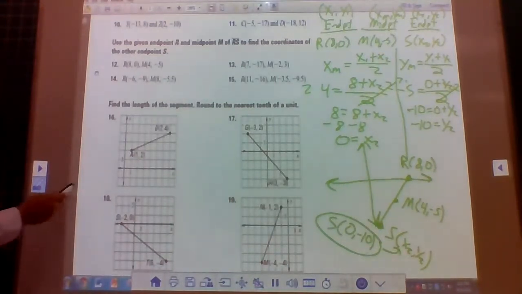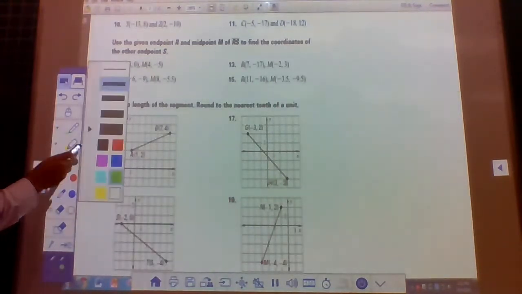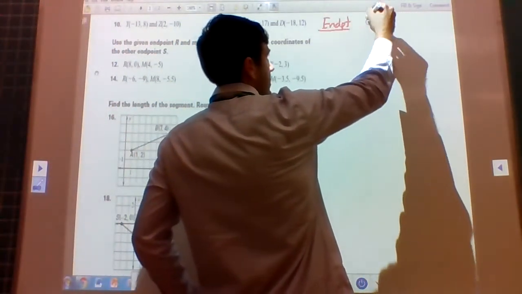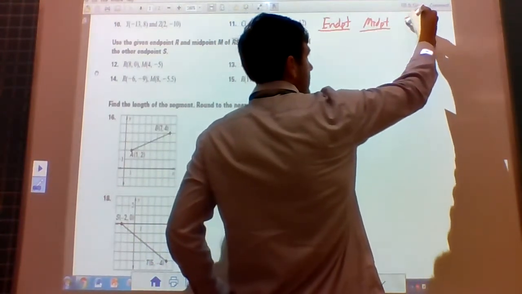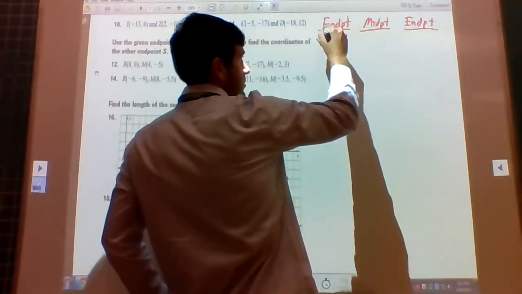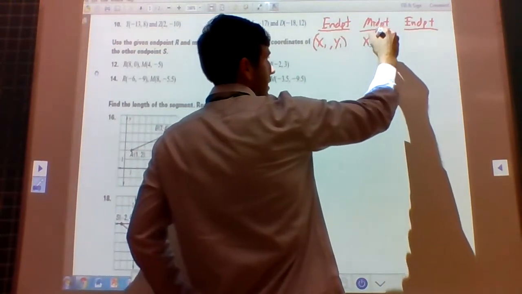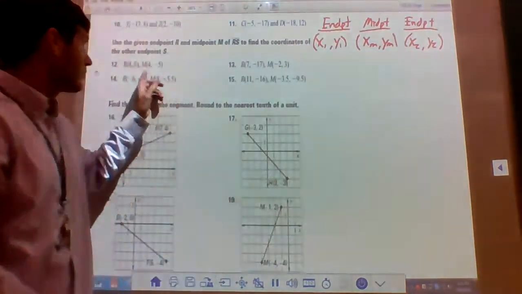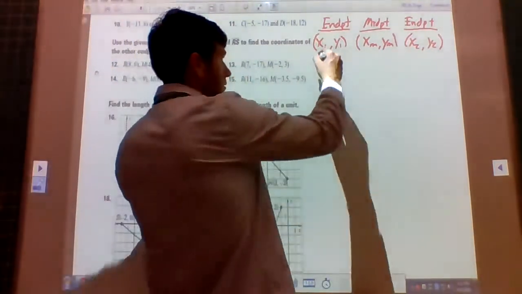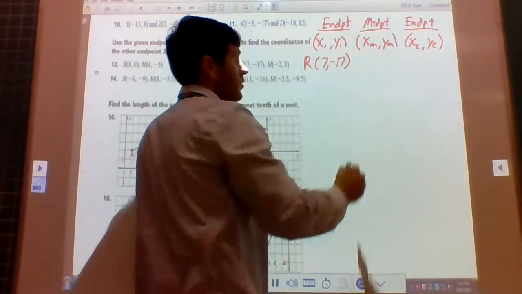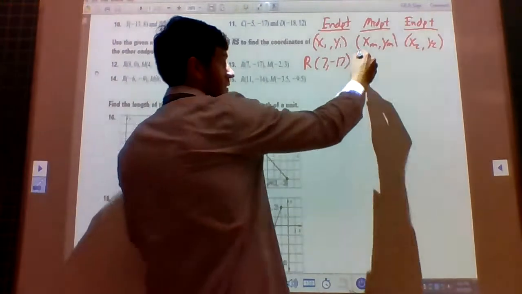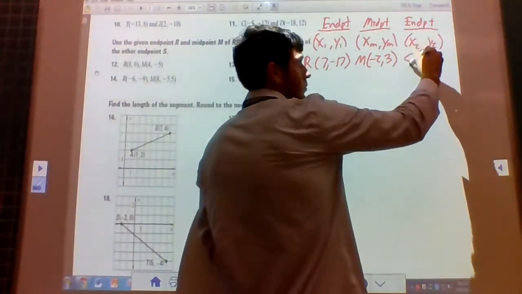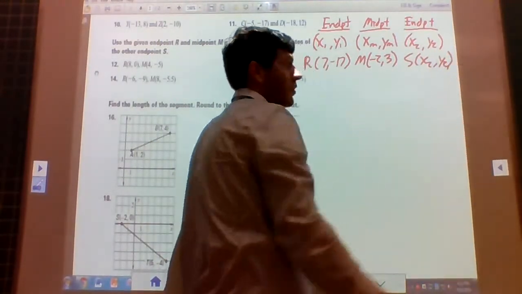Let's try another one. I'm going to do it in different colors so we can see it better. So we have an endpoint and a midpoint. We're trying to find the other endpoint. This is going to be x1, y1. This is going to be xm, ym. This is going to be x2, y2. We know the first endpoint. We know R is 7, negative 17. We know the midpoint M is negative 2, 3. And what we're looking for is S. We don't know S, so we'll call it x2, y2. We're solving for x2 and y2.